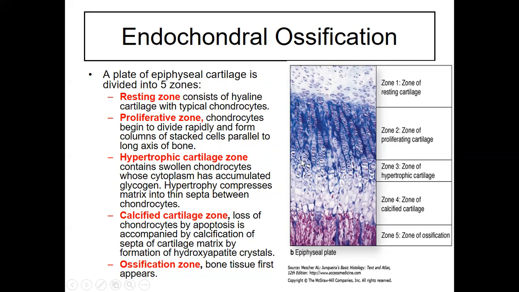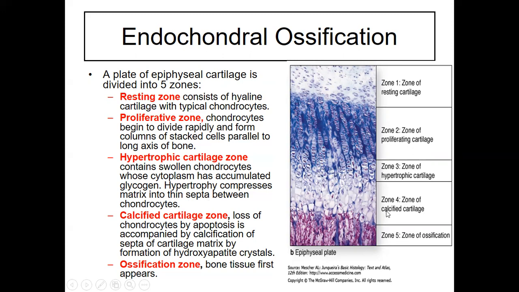And then we move to zone 3, the zone of hypertrophic cartilage. Here it contains swollen chondrocytes. The chondrocytes increase in size and become swollen, because the cytoplasm of the chondrocyte is accumulated with glycogen. Hypertrophy compresses the matrix into a thin septum between the chondrocytes.